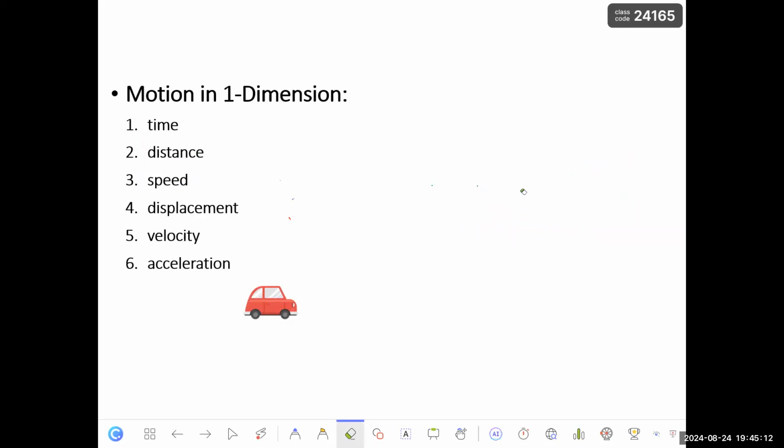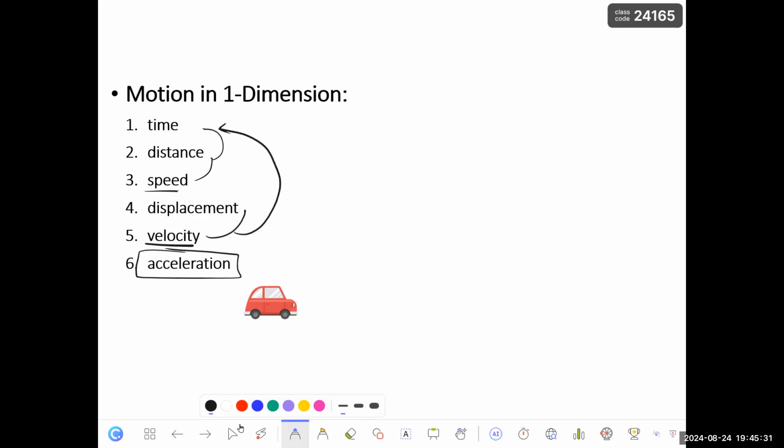So when we're talking about acceleration, we are talking about nothing else but velocity. Just like when we're talking about the speed, we talk about distance and time. When we talk about velocity, we talk about displacement and time. But when we talk about acceleration, we can only talk about velocity and time.